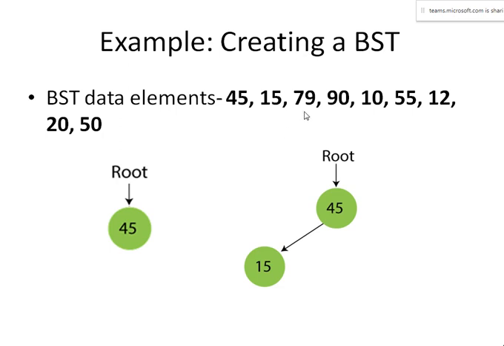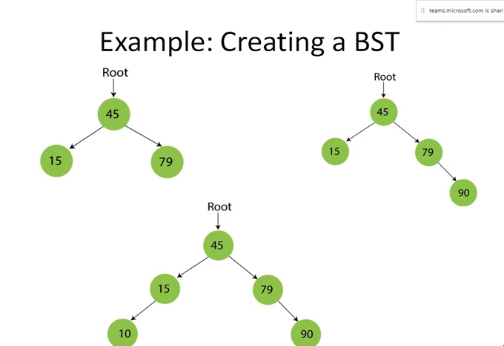Then reading out the next element, that is 79. 79 is greater than 45, the root node, so we will insert it in the right subtree. Further proceeding, the next element is 90. So where will it be inserted? Obviously to the right side of the tree, because it is even greater than 79. So it will be its right child. Then in the series we have the data element 10. Now 10 is less than 15, so it will be to the left side of this node.